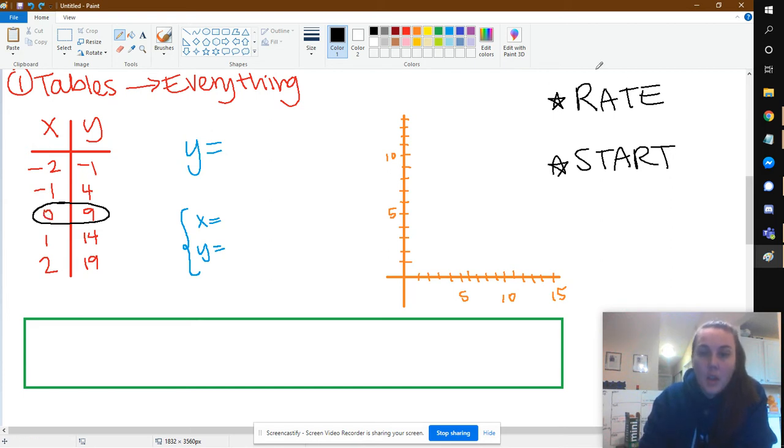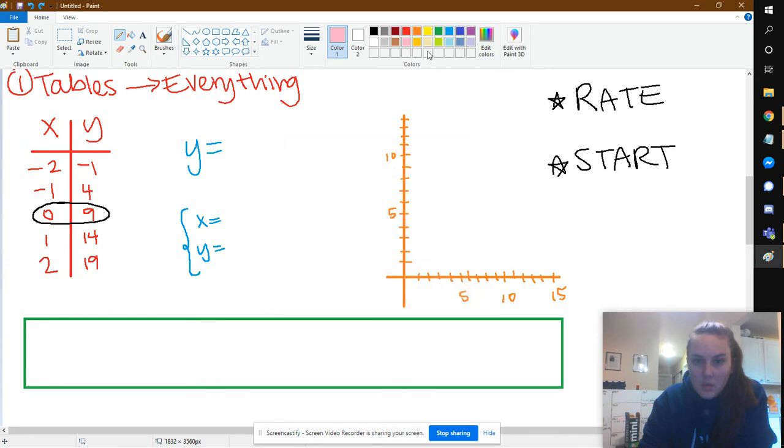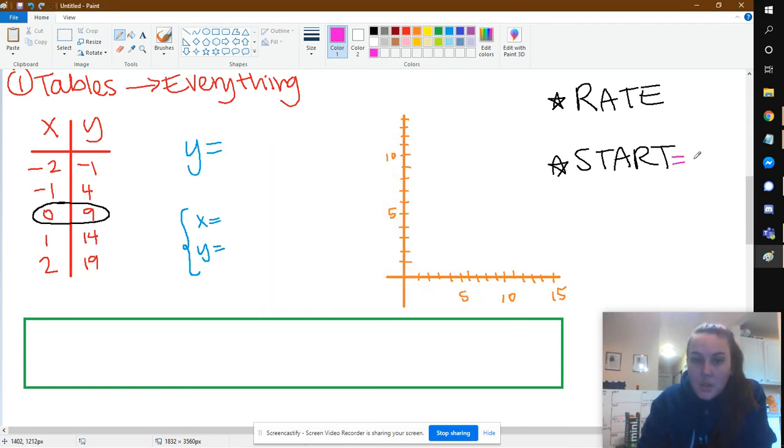So here, our starting point, I'm going to make this pink. So we're going to go with edit colors, custom color, like a good bright pink. Okay, our starting point is 9. Sorry, I went on a color tangent, but that's again because on our table, x equals 0, y equals 9. That means 9 is our starting point.